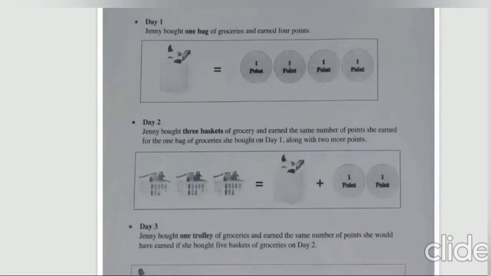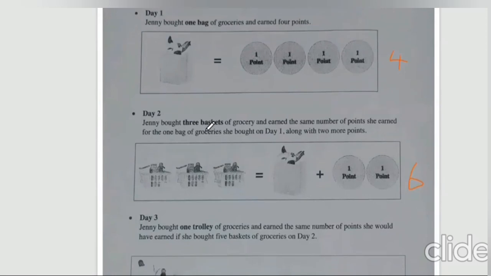And our final question. The information below represents what Jenny observed about the number of points she earned after shopping at the supermarket. Use the information to answer item 40. On day 1, Jenny bought 1 bag of groceries and earned 4 points. So 1 bag is 4 points. On day 2, Jenny bought 3 baskets of groceries and earned the same number of points she earned for the 1 bag of groceries she bought on day 1, along with 2 more points. So she earned 4 points plus 2 more points, 6 points for 3 baskets of groceries.